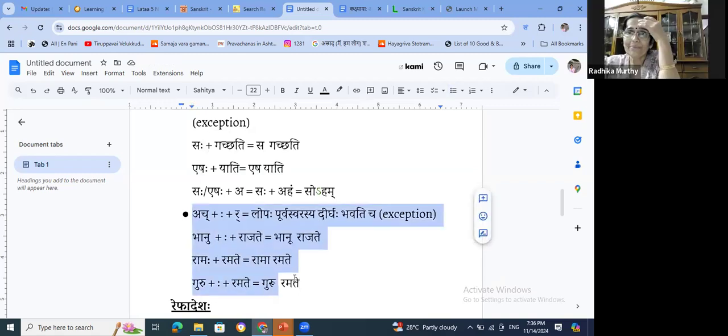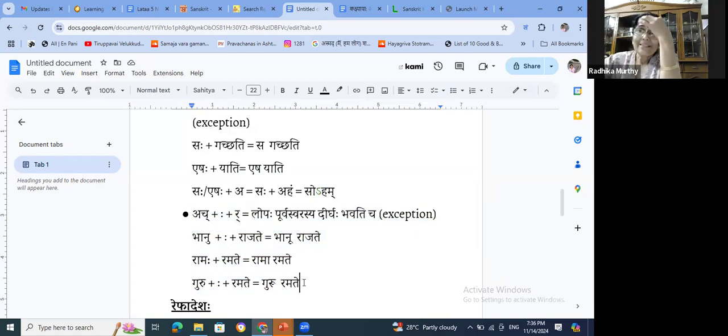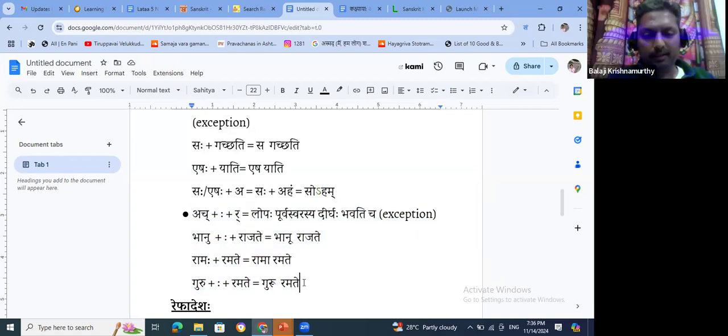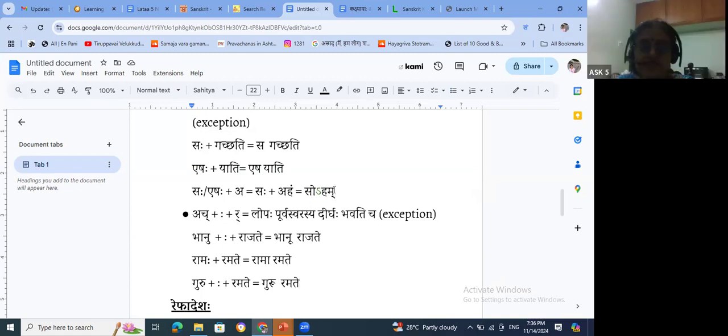Sir, one question: सः रमते, so will it become सा रमते? Saha Ramate will become Sa Ramate. I think so, because this is an exception, right? So I think this will proceed. But I'll write that down.